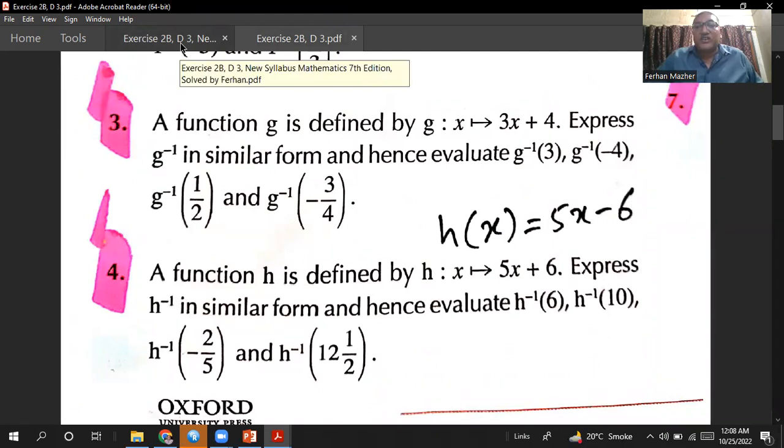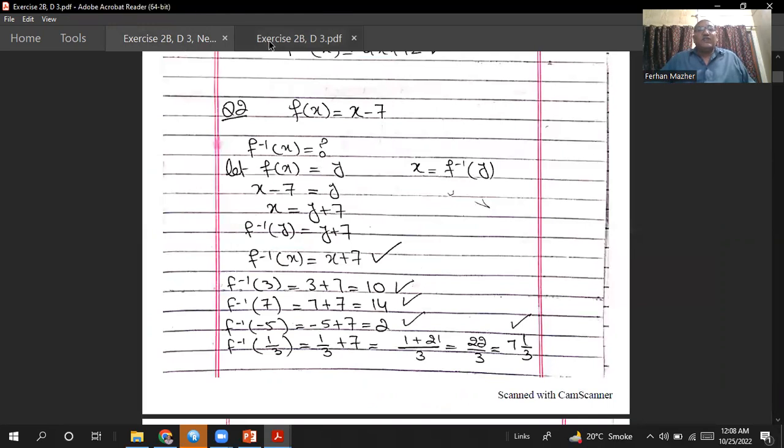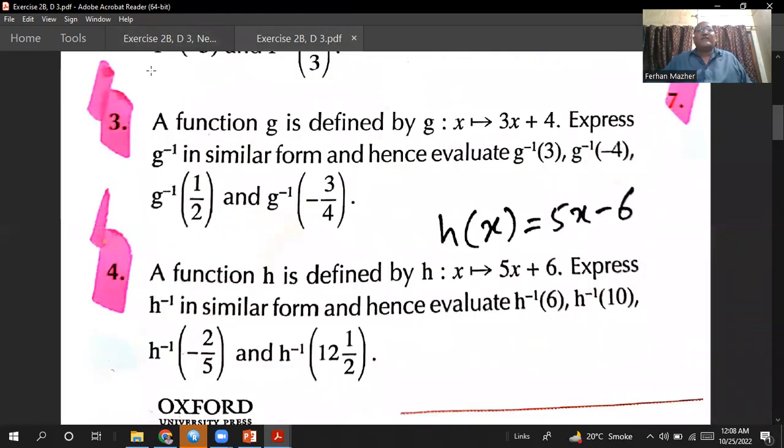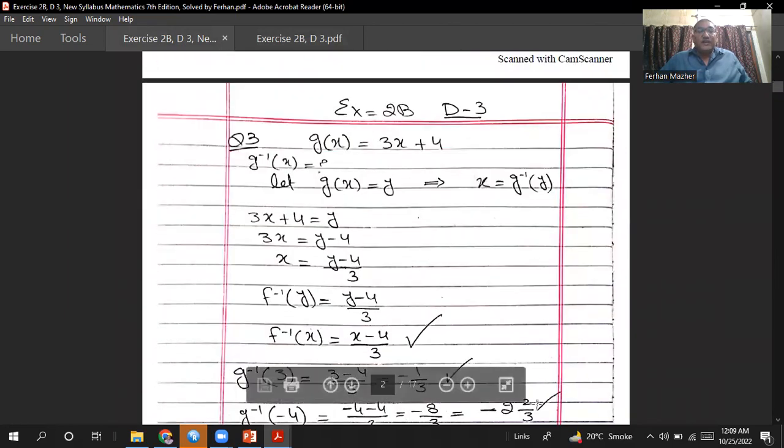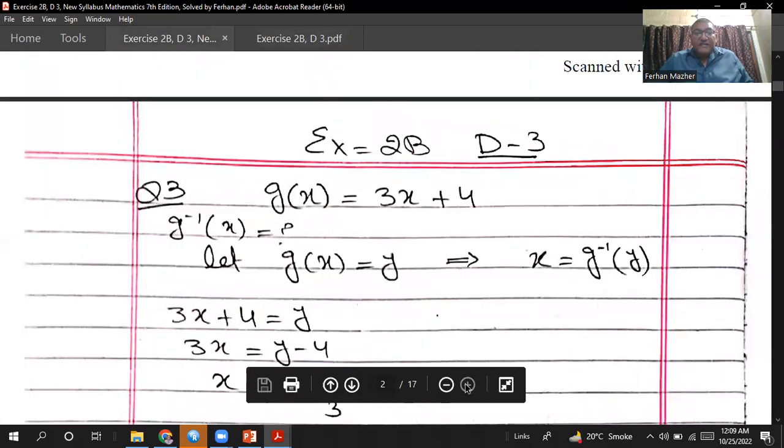It says a function g is defined by g of x is equal to 3x plus 4. Express the g inverse in similar form and hence evaluate g inverse of 3, g inverse of minus 4, g inverse of 1 by 2, and g inverse of minus 3 by 4. So we are going to question number 3. So let me increase the size.